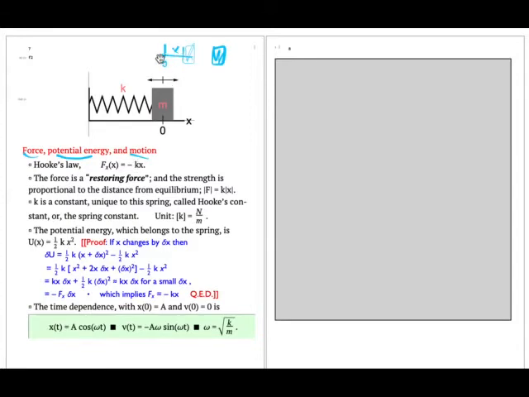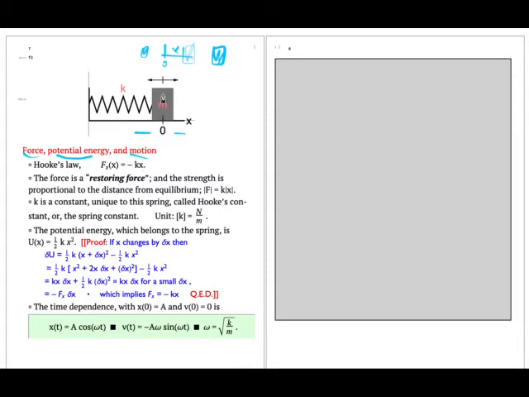Now, x could be negative because I could compress the spring. I could move the mass over towards the wall. That would compress the spring. Then x would be negative because it's to the left of the zero. So on this number line, the positive values are to the right, the negative values are to the left. Then the force is positive because the force is minus k times a negative number. And minus times minus is plus. So this would be a positive number.